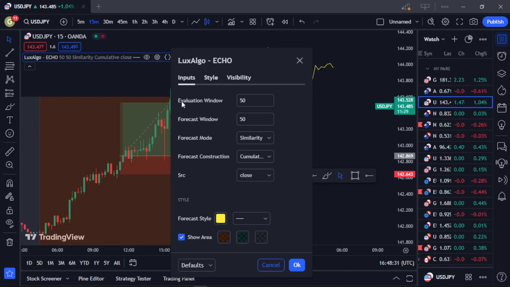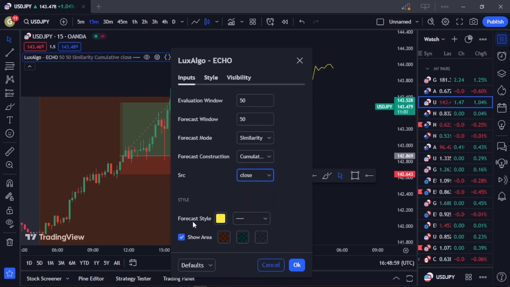Once you hit on the settings, you can see where it says evaluation window. Leave it at 50. Forecast window, keep it at 50. Forecast mode, you have multiple options, dissimilarity or similarity. I always advise you keep it at similarity. Forecast construction, you have cumulative, mean, and linear regression. I advise you leave it at cumulative. This way you are going to get the best result out of it. Source, leave it as close. You only need the closing price of a market to make your final decisions.